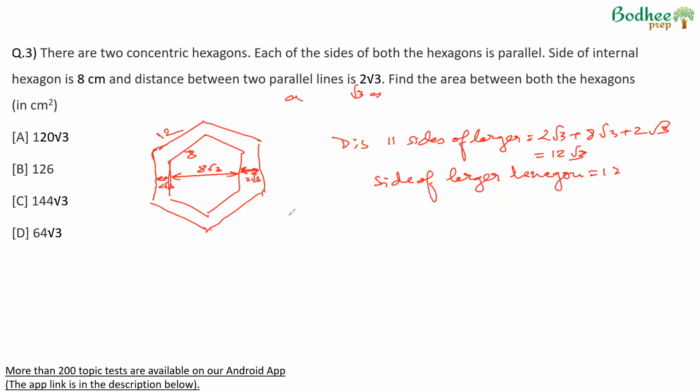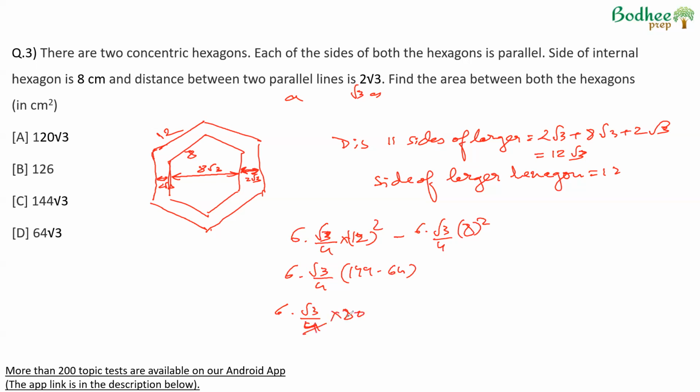Now the area between the hexagons will be simply the area of the larger hexagon minus the area of the smaller hexagon. Area of the larger hexagon is 6 root 3 by 4 into 12 square. Area of a hexagon is equal to 6 equilateral triangles, minus 6 root 3 by 4 into 8 square. So taking 6 root 3 by 4 common, 144 minus 64, which is 6 root 3 by 4 into 80. 4 20s are 80, therefore 120 root 3 centimeter square becomes the area between the two hexagons.